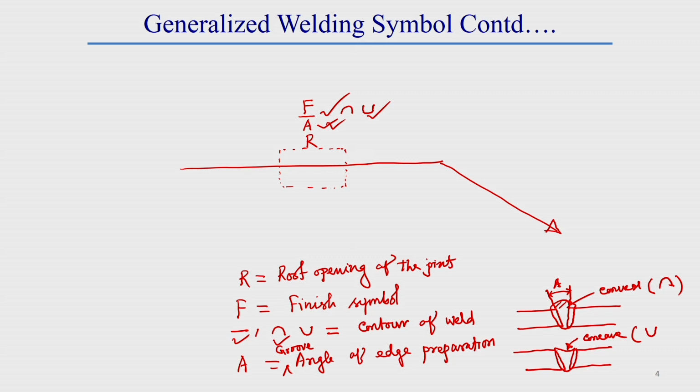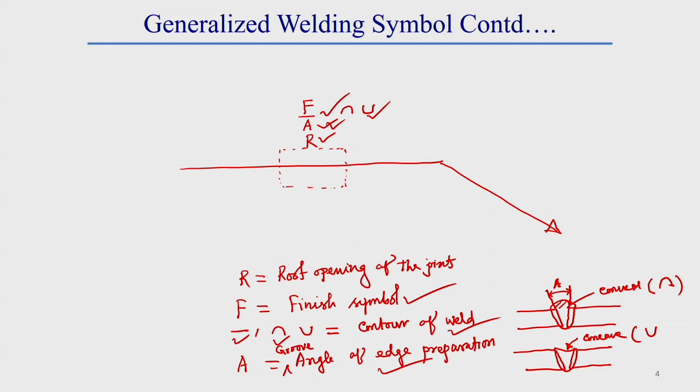So, in a symbol, if all these parameters are given, the first part represents the finish symbol. The second part represents the contour symbol, that means the second part, this horizontal line, concave or convex symbol, represents the contour of the weld symbol. And this A represents the angle of edge preparation, that means the groove angle of edge preparation, and R represents the root opening part of the weld joint.